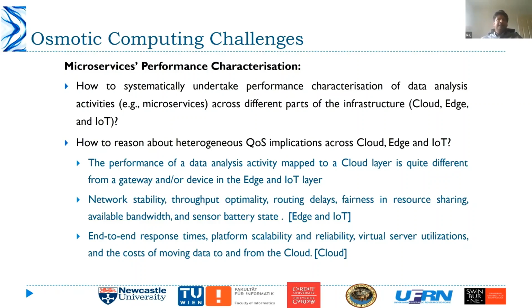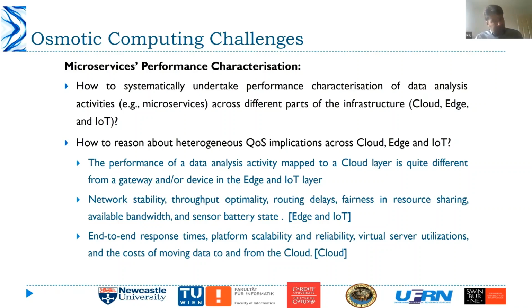And why, as compared to traditional distributed benchmarking research, is this hard? This is hard because each of those layers, IoT layer, cloud layer, have different performance goals. If you see in this slide, the network stability, throughput, optimality, routing delays, fairness in network resource sharing are some of the important parameters for the edge and the cloud layer.